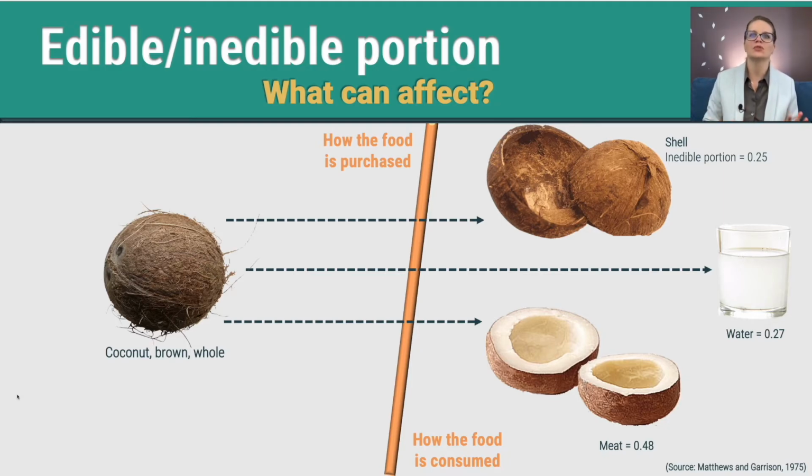So depending on the country and the eating habits of the population, we can have that the edible portion will be both meat and water, but in some countries we can have that only the meat or only the water are consumed, so the edible part would be different in this case also.